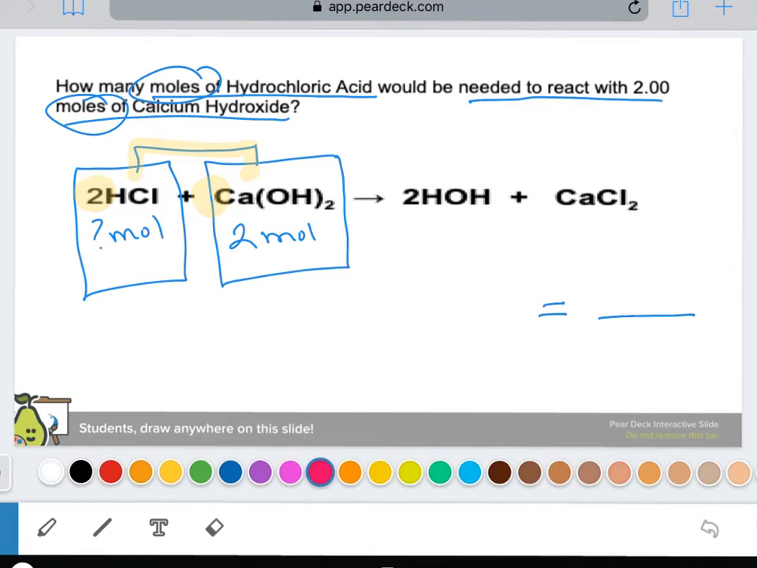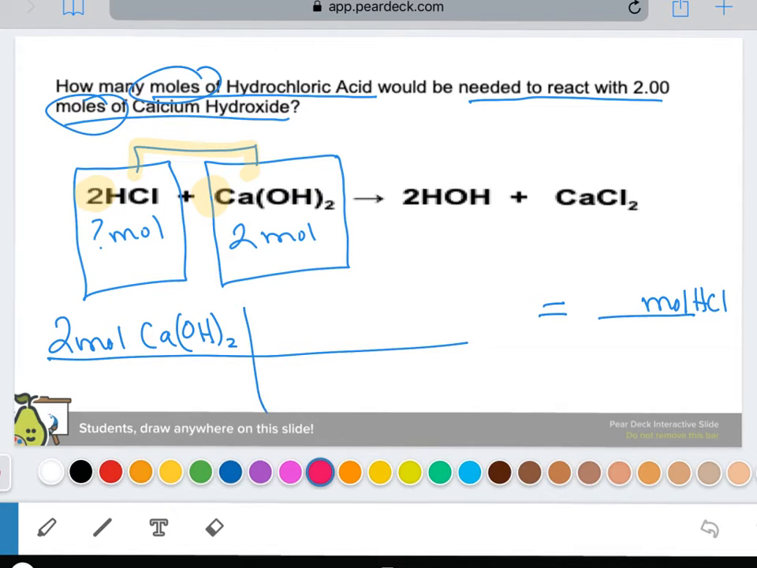So what do I want? I want moles of hydrochloric acid. If I want a single unit, I'm going to start with the single unit. So I'm going to start with the only other piece of data in my problem, and that is my 2 moles of calcium hydroxide. Now I need my mole ratio. I'm going to look at this 2 to 1 ratio, and I can see that I want moles of calcium hydroxide on the bottom.